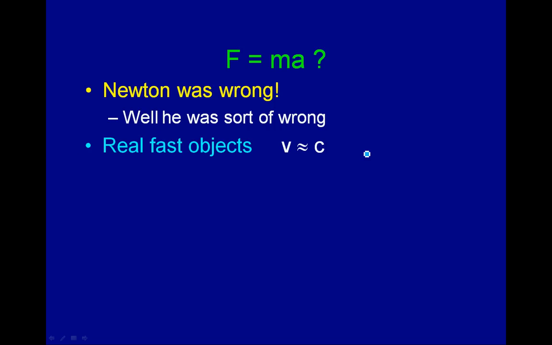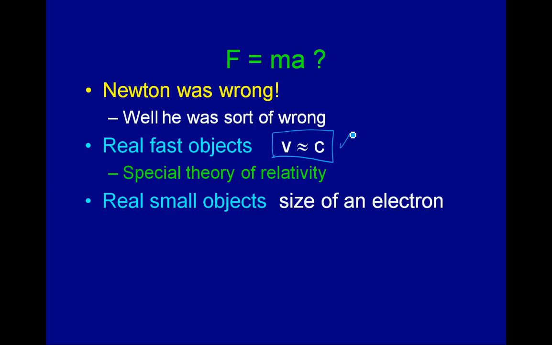He was wrong in different kinds of regimes that were really the kind of things that he didn't have much experience with. First of all, he was wrong for really fast objects. Everything we're talking about today, pretty much you need to get really close to the speed of light for it to generally make a big difference. This is what we call the special theory of relativity. He was also wrong for really small objects, the size of an electron. This is the realm of physics called quantum mechanics. It really was the birth of chemistry.